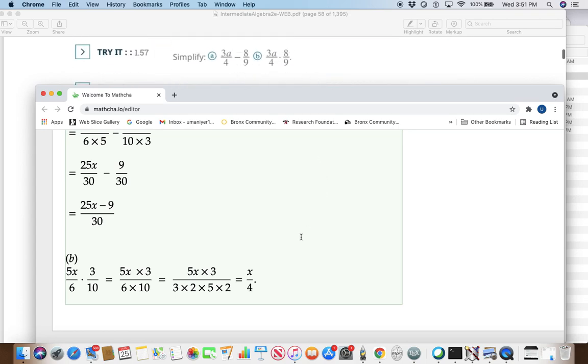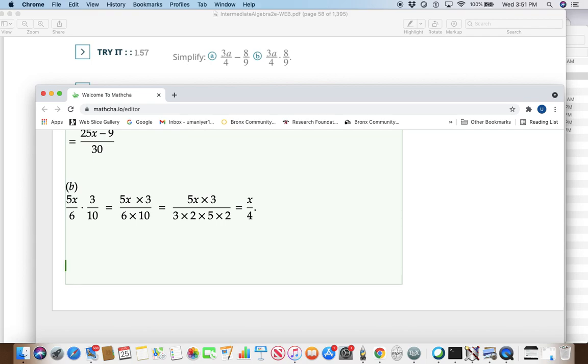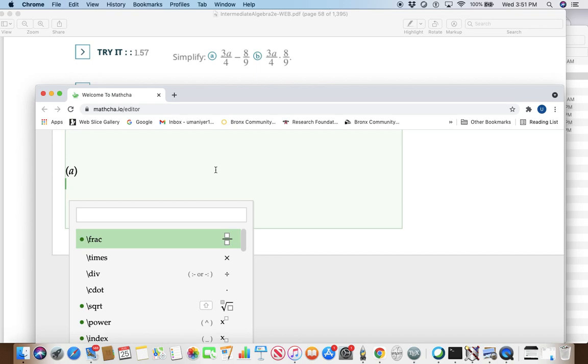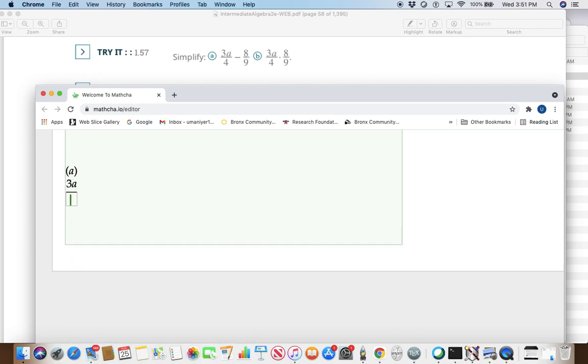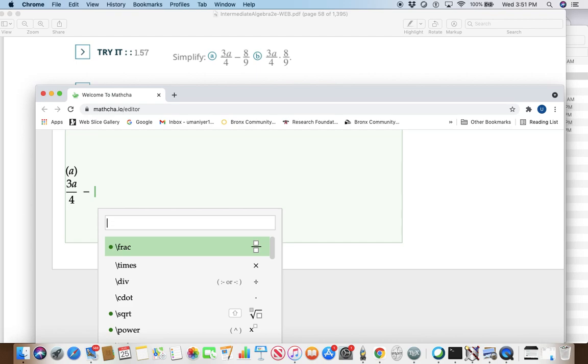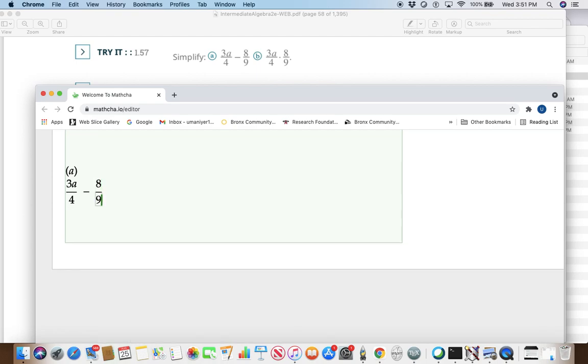Now let's try these two examples. Okay? So first is subtraction. 3a over 4 minus the fraction 8 over 9. We don't have a common denominator, so let's look for the least common denominator. Start with 9. Does 9 divide 9? Of course it does. But does 4 divide 9? No, it does not. So 9 times 2, 18.